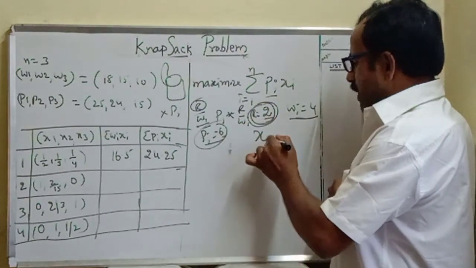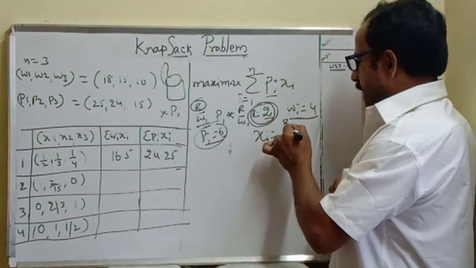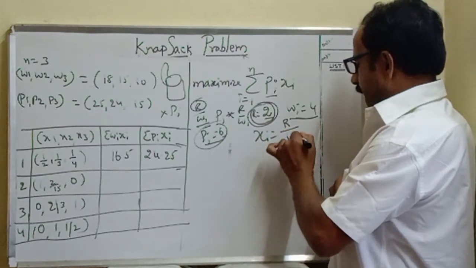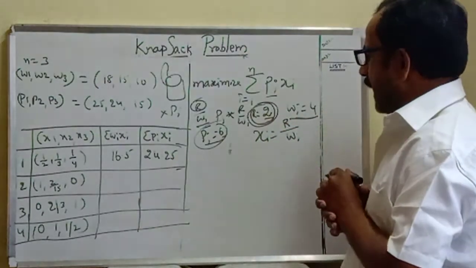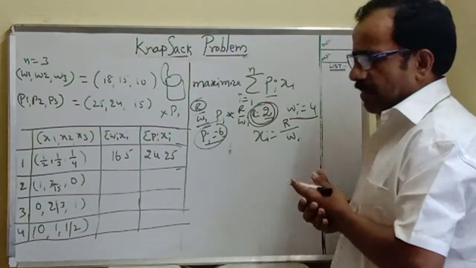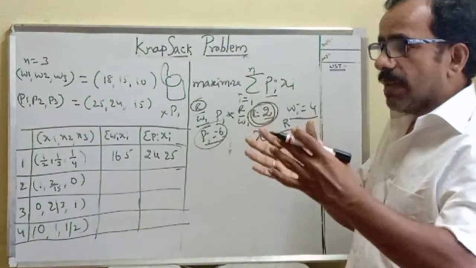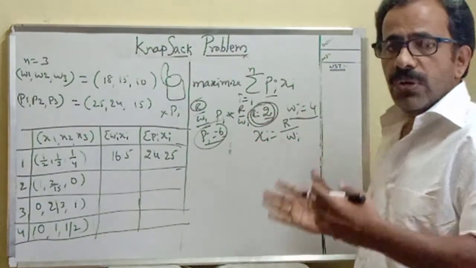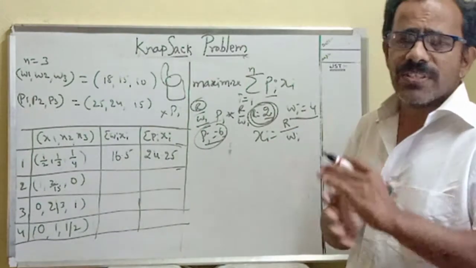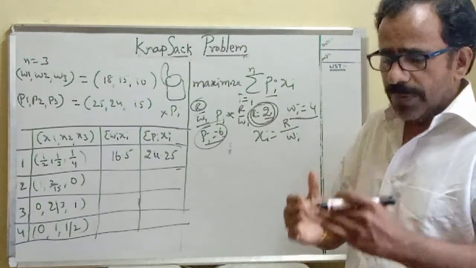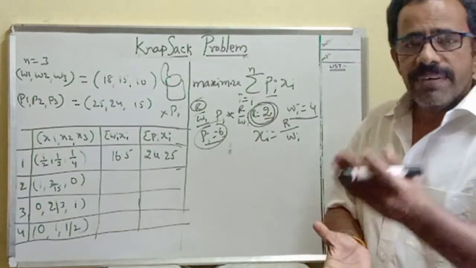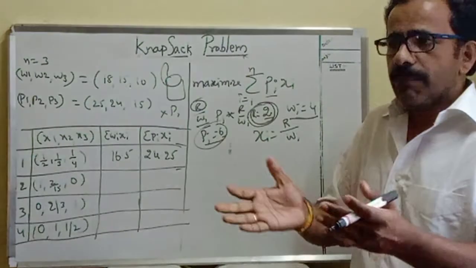So I have already explained the solution: remaining knapsack capacity R divided by Wi if Wi is greater than R, otherwise Xi becomes 1. Because if the remaining knapsack capacity is greater than or equal to the item weight, we can completely place the item into the knapsack, then the complete weight is going to be consumed. Then we get the solution as 1 and we obtain the complete profit.